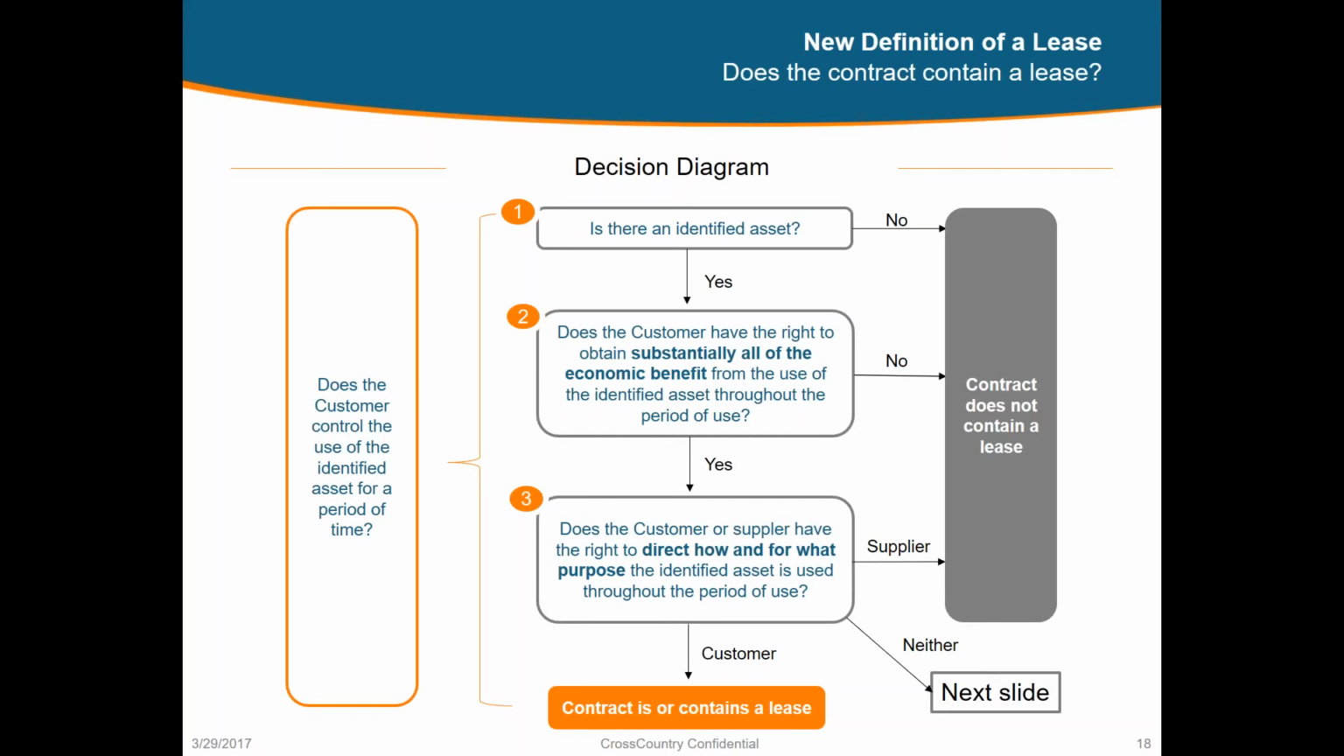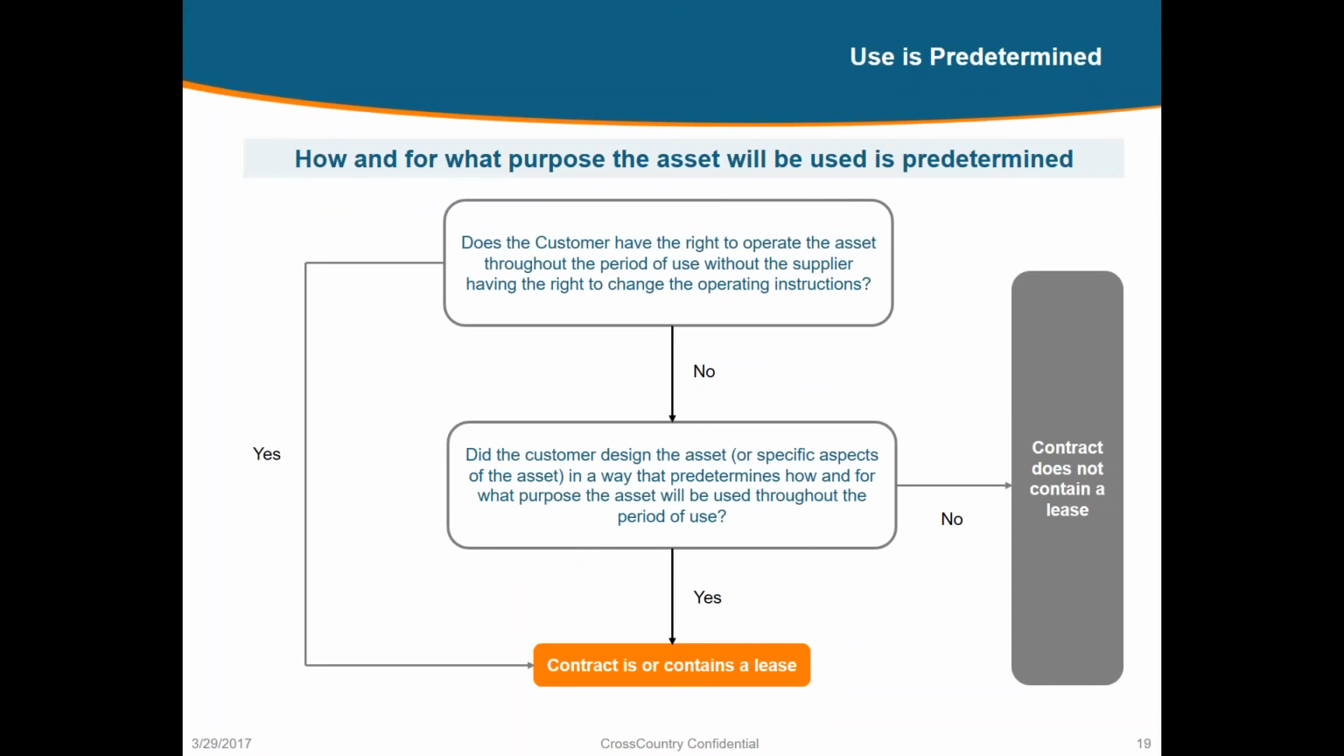The third criterion is that the customer must have the right to direct how and for what purpose the asset is used throughout the period of use. If neither the customer nor the supplier has such right, then how and for what purpose is predetermined. If how and for what purpose the asset will be used is predetermined, then the contract will be a lease if one of two criteria are met. The customer has the right to operate the asset without the supplier having the right to change those operating instructions, or the customer designed the asset in a way that predetermines how and for what purpose it will be used.